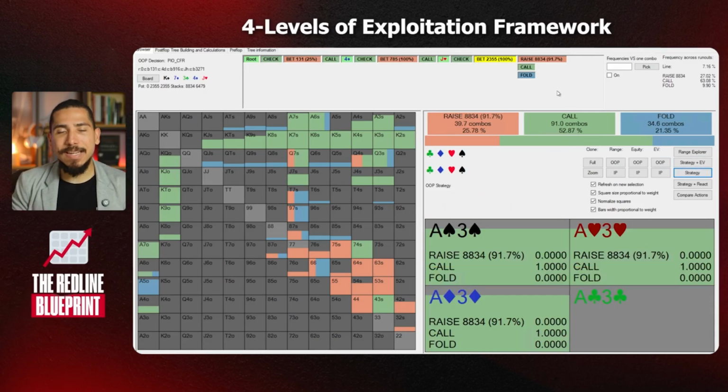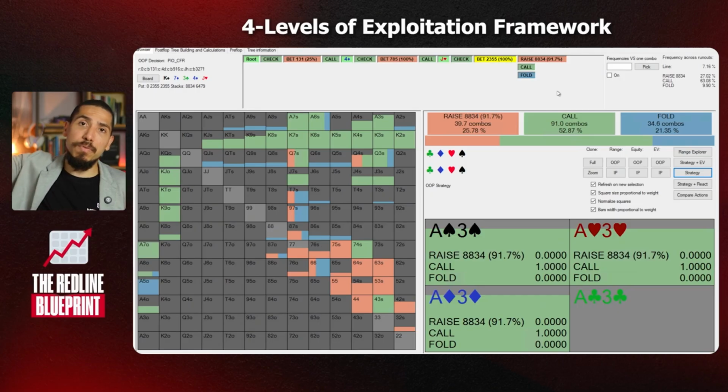Now, if our opponent is overbluffing on the river, what do you think is going to happen to your earlier street strategy? Think about it for a second before I show you the simulation, because this allows you to properly think about level 4 exploits. How do you adjust early street strategy knowing that your opponent on the river is going to end up overbluffing? What happens to your strategy?